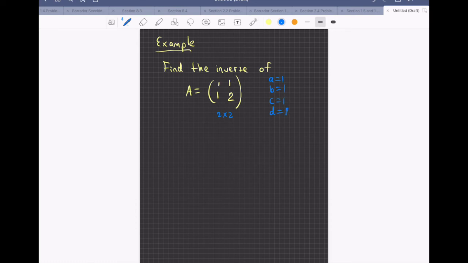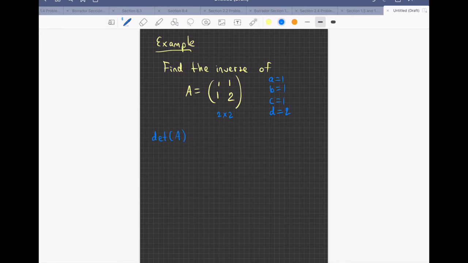Example. Find the inverse of the matrix 1, 2, 1, 1. So first, notice this has size 2 by 2, so I can apply the previous formula. In this case, we have A equal to 1, B equal to 1, C equal to 1, and D equal to 2. To verify whether this has an inverse or not, compute the determinant.